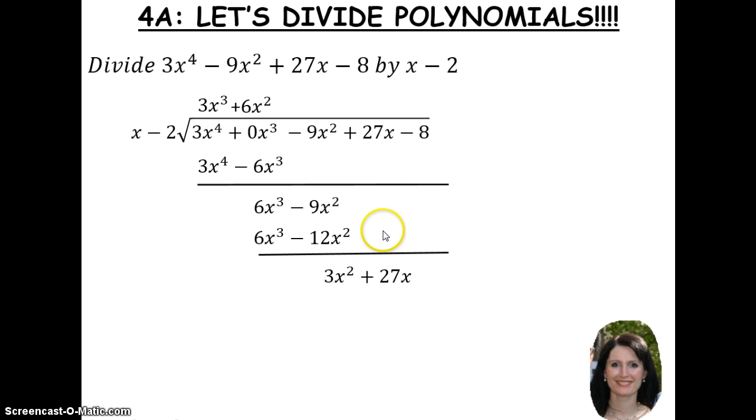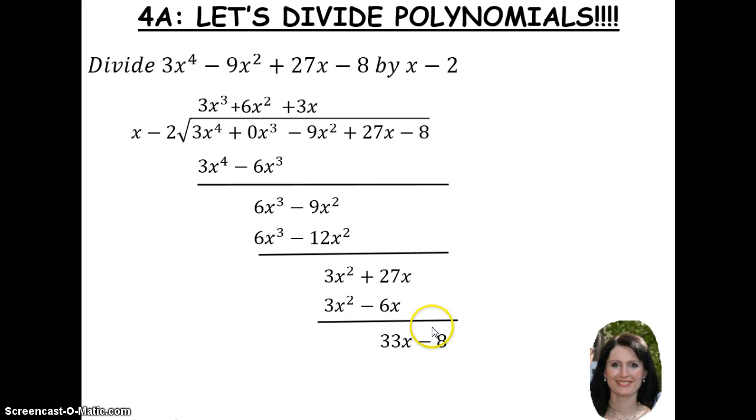Let's bring down the 27x. X into 3x squared goes positive 3x. Positive 3x times x gives me positive 3x squared. Positive 3x times negative 2 gives me negative 6x. Let's subtract. 3x squared minus 3x squared gives me 0. 27x minus negative 6x gives me 33x.